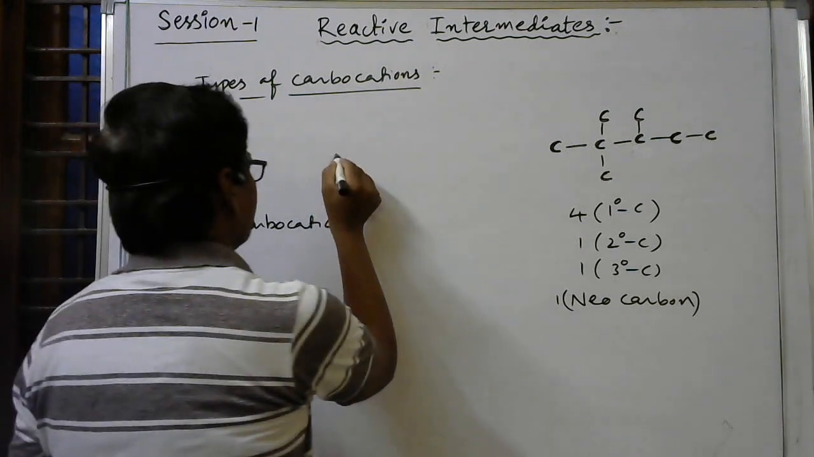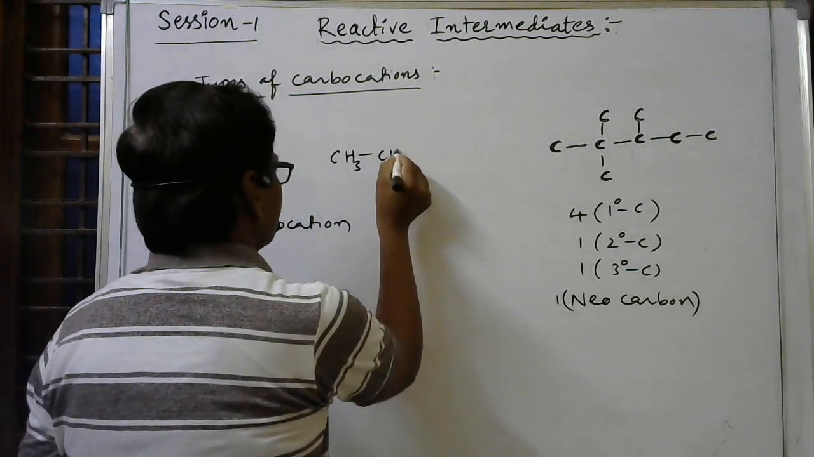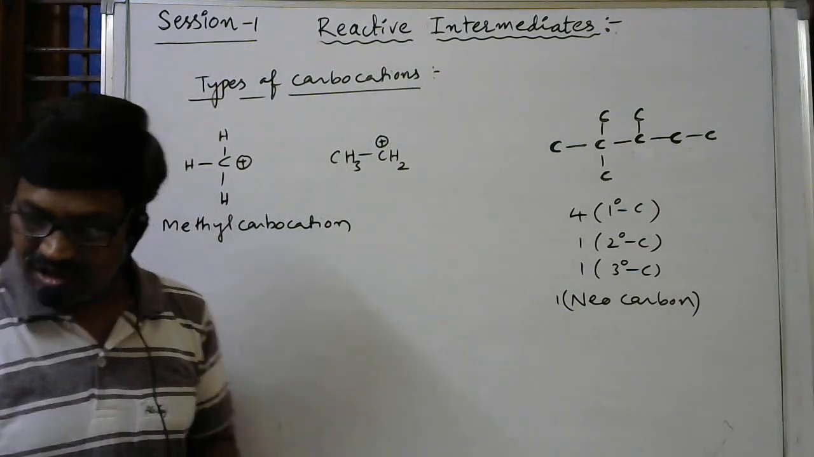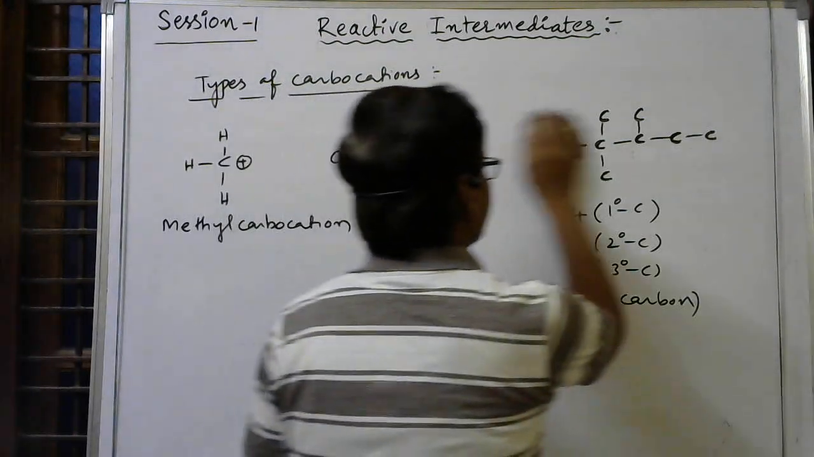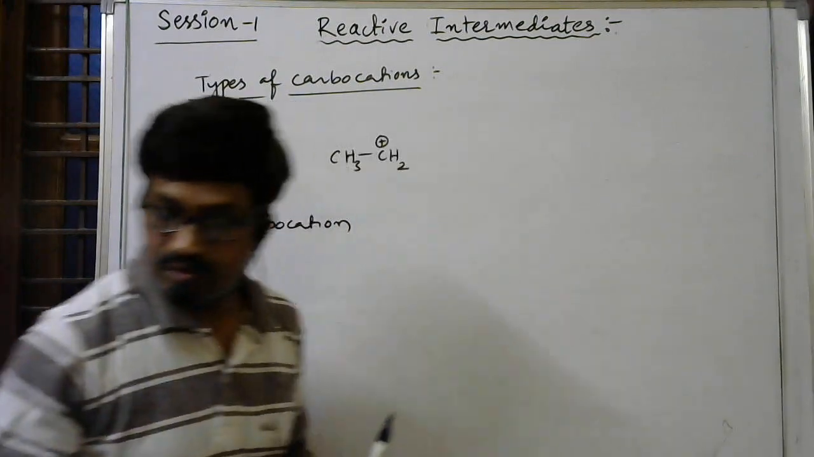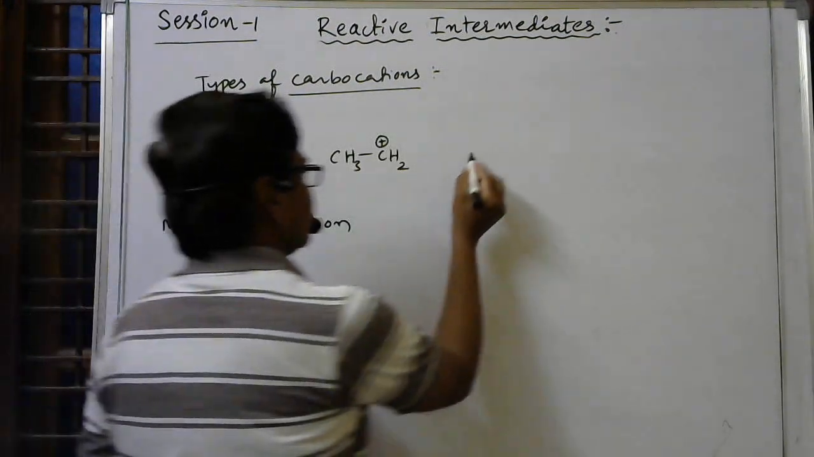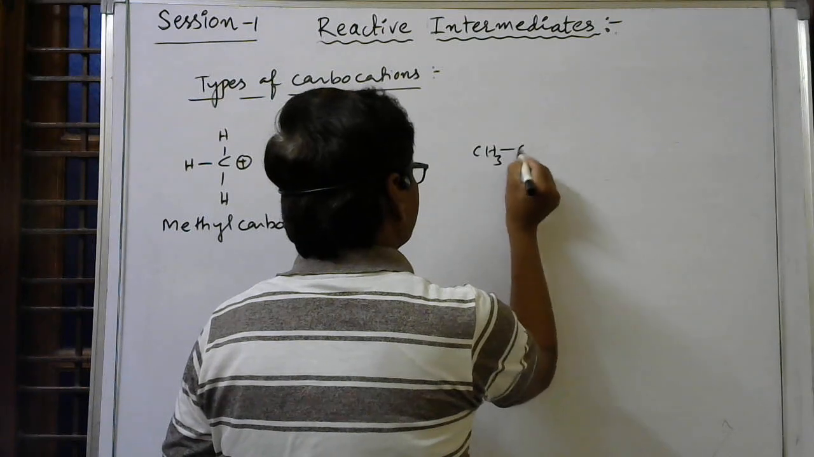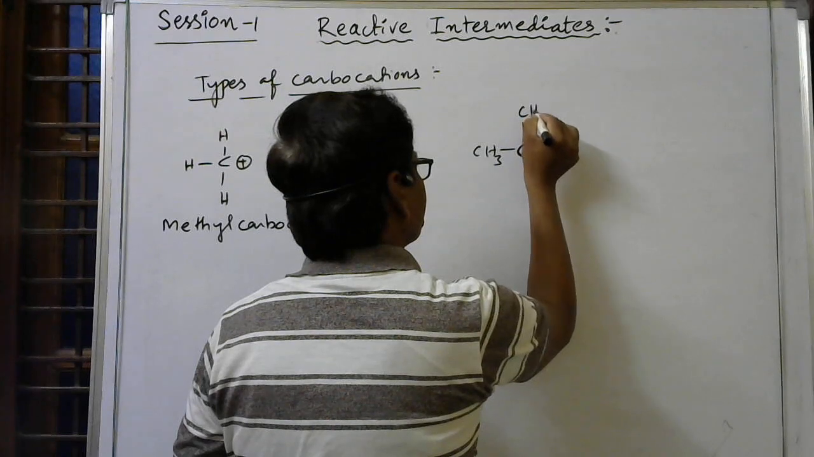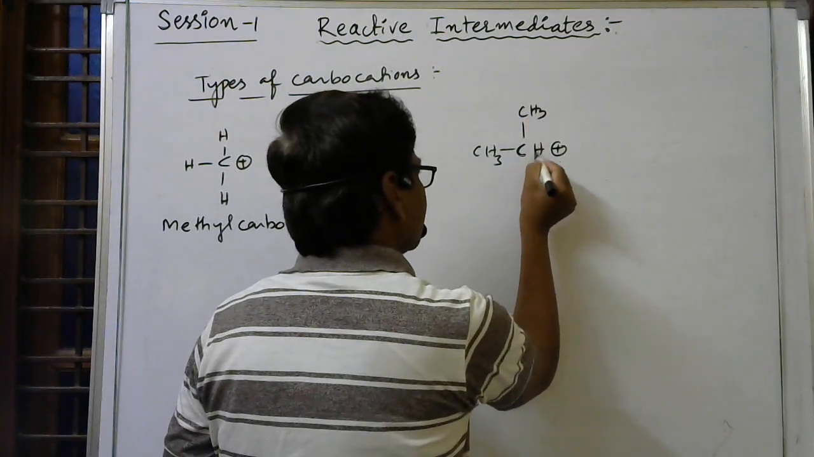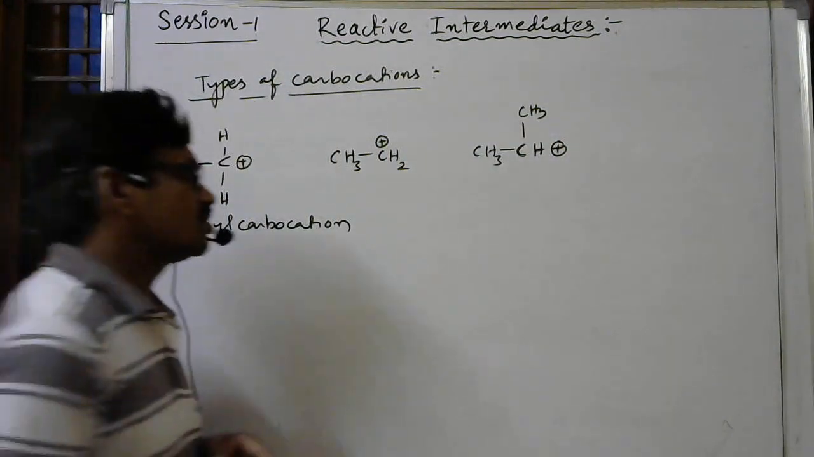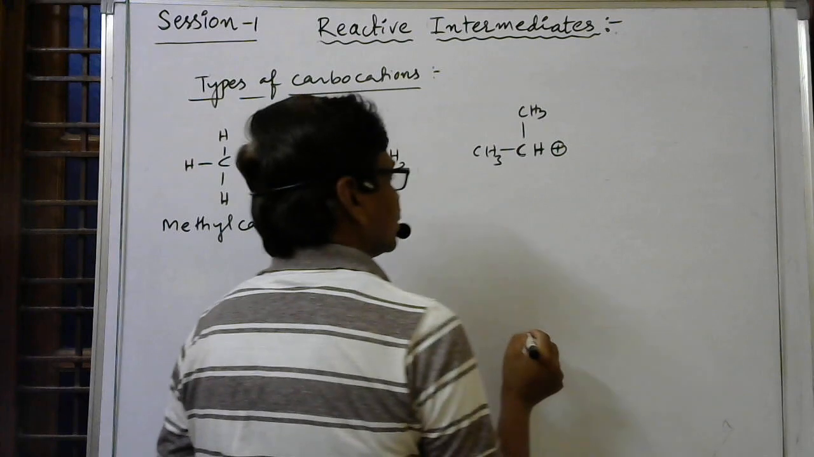Then here I am writing one more, CH3 CH2 plus. This is ethyl carbocation, because once you observe, the positive charged carbon is attached to only one other carbon atom. Then here CH3, then CH with positive charge, here CH3. See, this carbon which is having positive charge is attached to two other carbon atoms, so this is a secondary carbon, secondary carbocation.